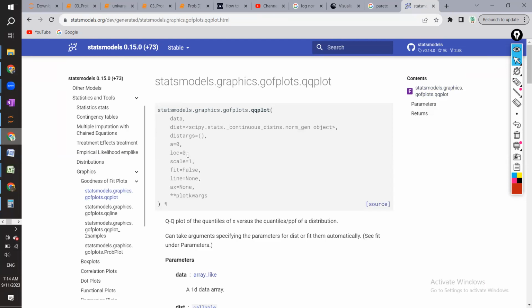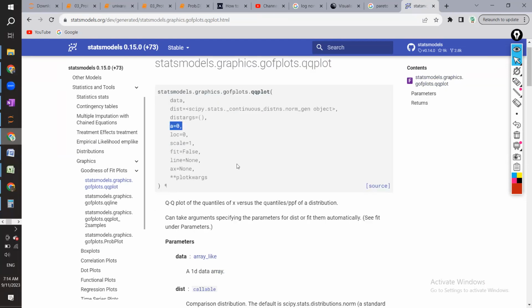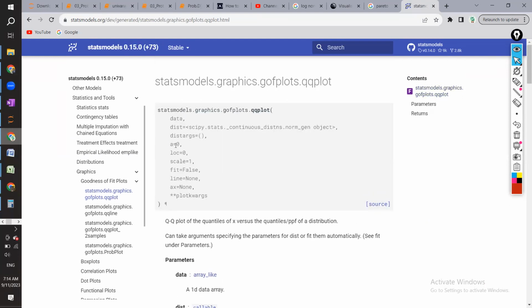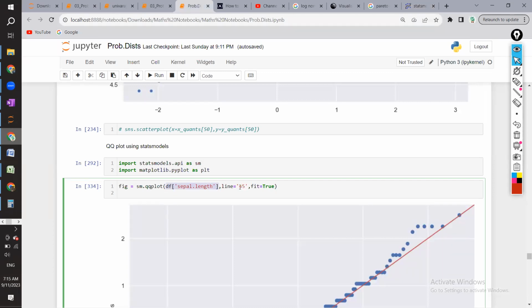Where will it consider them from? For every parameter there will be a default value. For example, a equal to 0. That means if you give some value to a, it will consider that value. If you don't give a value to a, it will consider 0. Similarly for the distribution also. Yeah, I thought only the remaining one would take the default. Correct, only for the data set you need to give a value. Here I don't need to give any default.